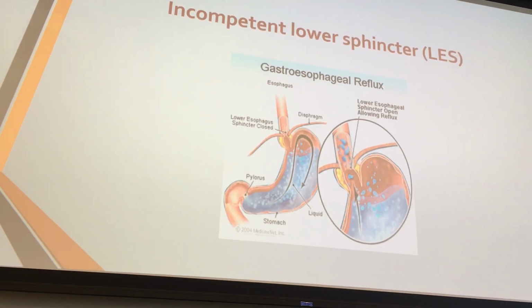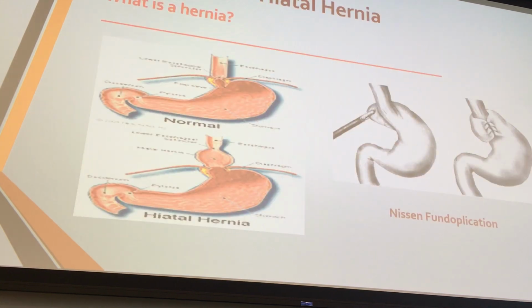Okay, so this just explains how that sphincter basically isn't working properly, okay? So that's what that incompetent is. Okay, so hiatal hernia basically is a portion of the stomach that protrudes up into the esophagus, okay? And that's how they're getting all that extra acid, okay?